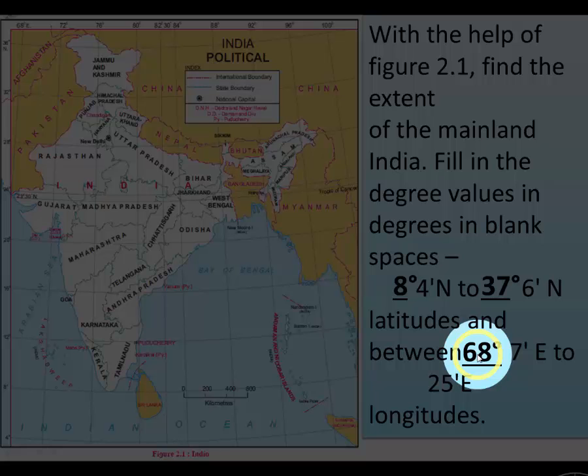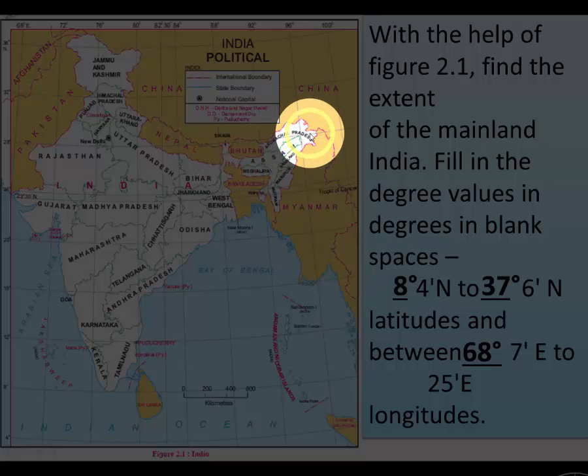Okay, now for east, let's see, it's 68. From east it's 68. How is it 68? Let's see here. East means this is the reading for the east. East hemisphere, this is the reading for the east. Now the maximum extent of India from east is 68. See here. Okay, 68 and 7 minute to what? Let's see, just observe the screen.